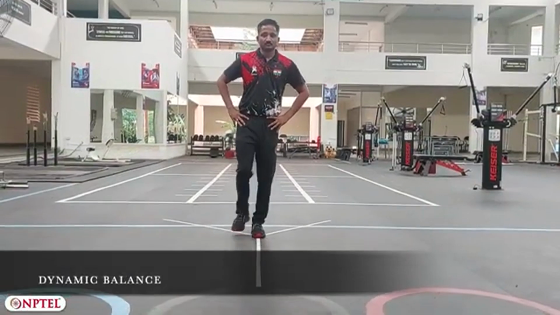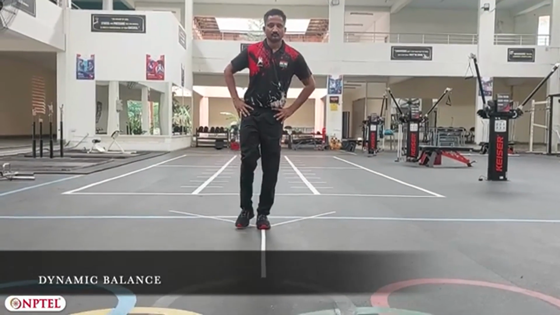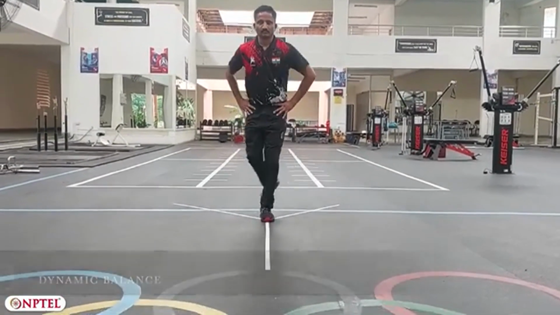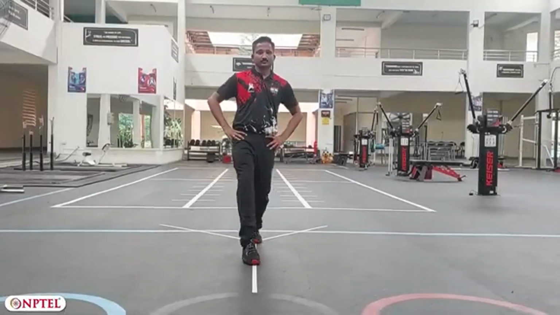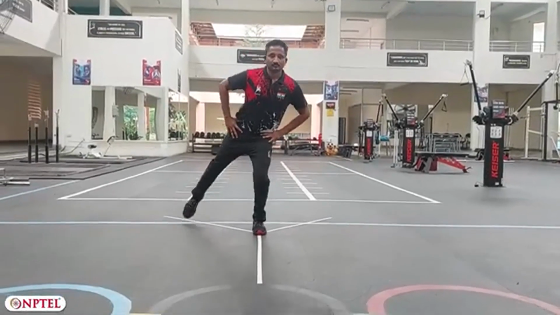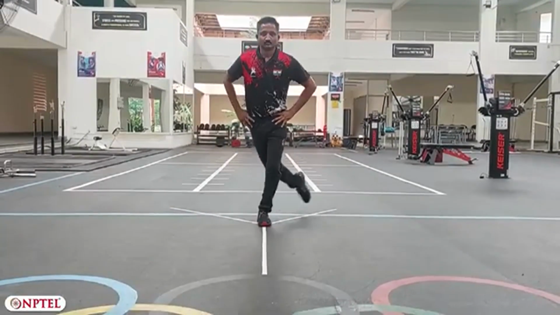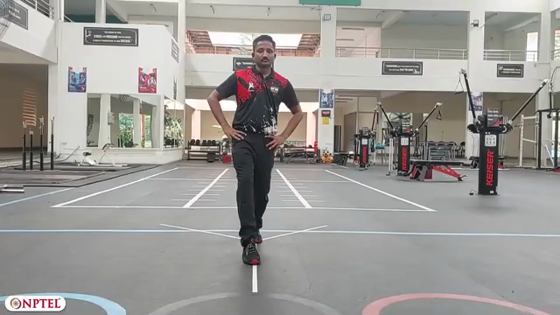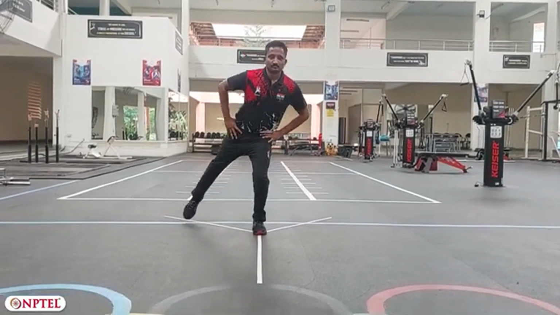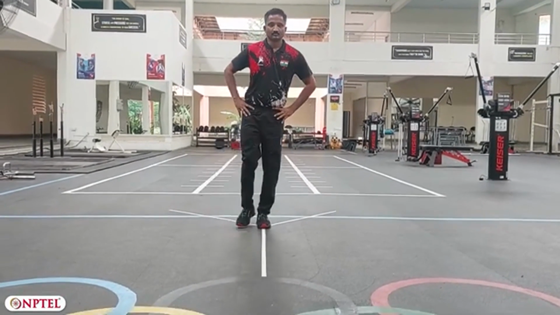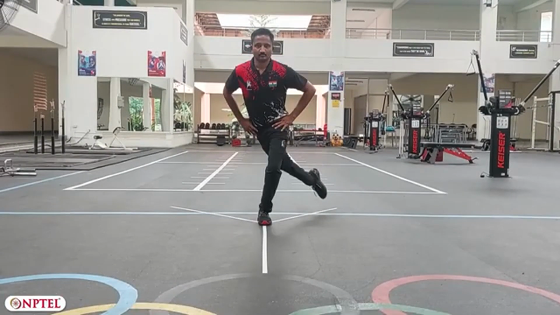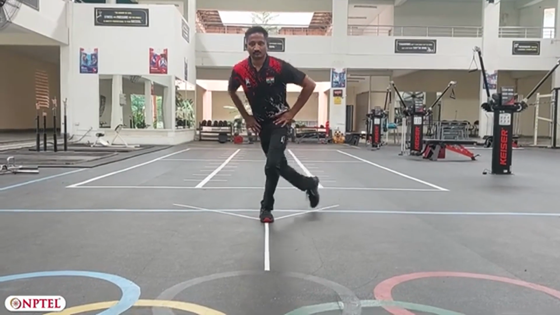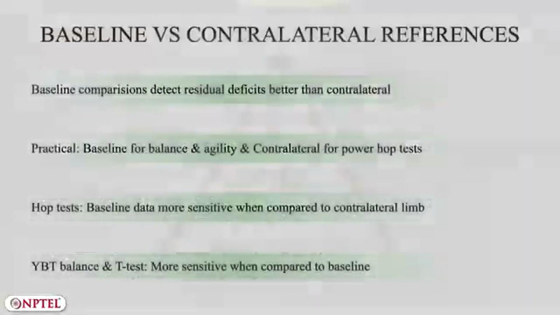The Y balance test is performed in a single leg stance, reaching in 3 directions, that is, anterior, posterolateral, and posteromedial. Correct execution requires maintaining balance, hip stability, and knee alignment. This test quantifies dynamic balance, proprioception, and limb symmetry. Deficits greater than 4 centimeters compared to the contralateral side may indicate elevated re-injury risk.